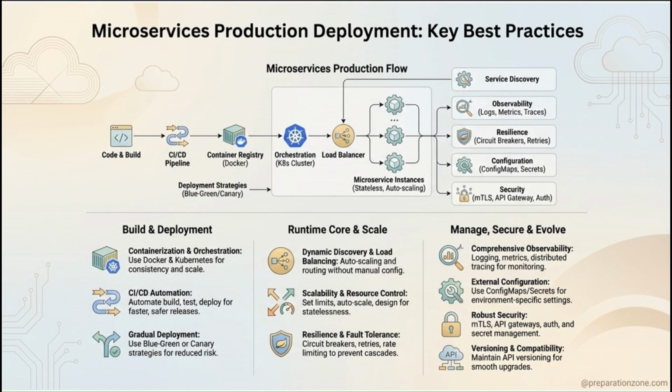Then CI/CD pipelines. To avoid slow, error-prone releases, we rely on CI/CD pipelines. Tools like Jenkins, GitHub Actions, and GitLab CI/CD automate building, testing, and deployment. This keeps delivery fast, repeatable, and safe. No manual deployment nightmare.